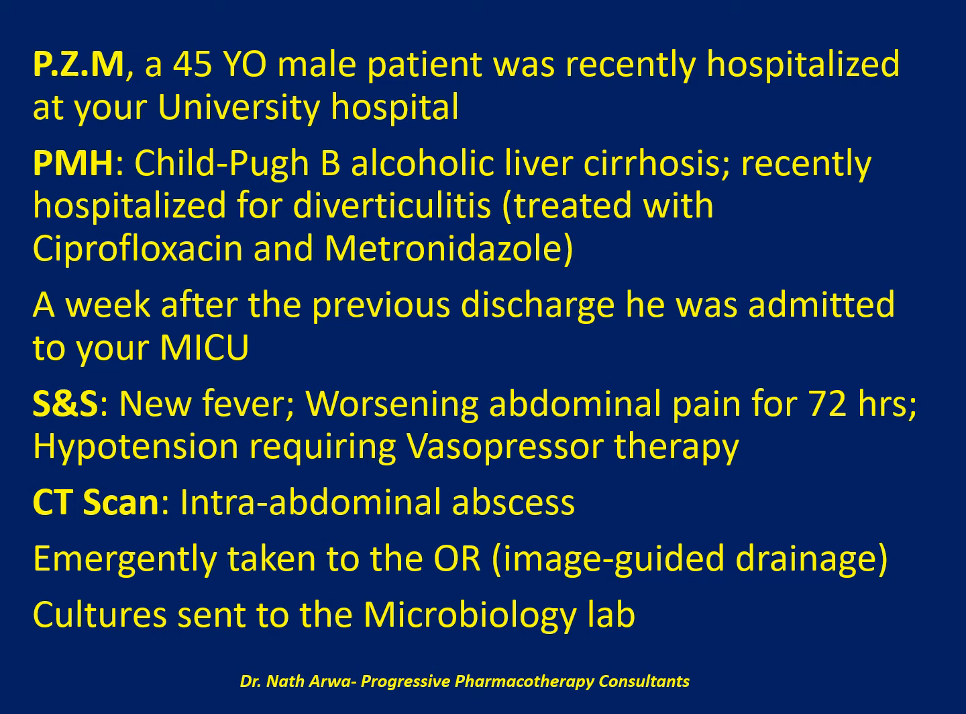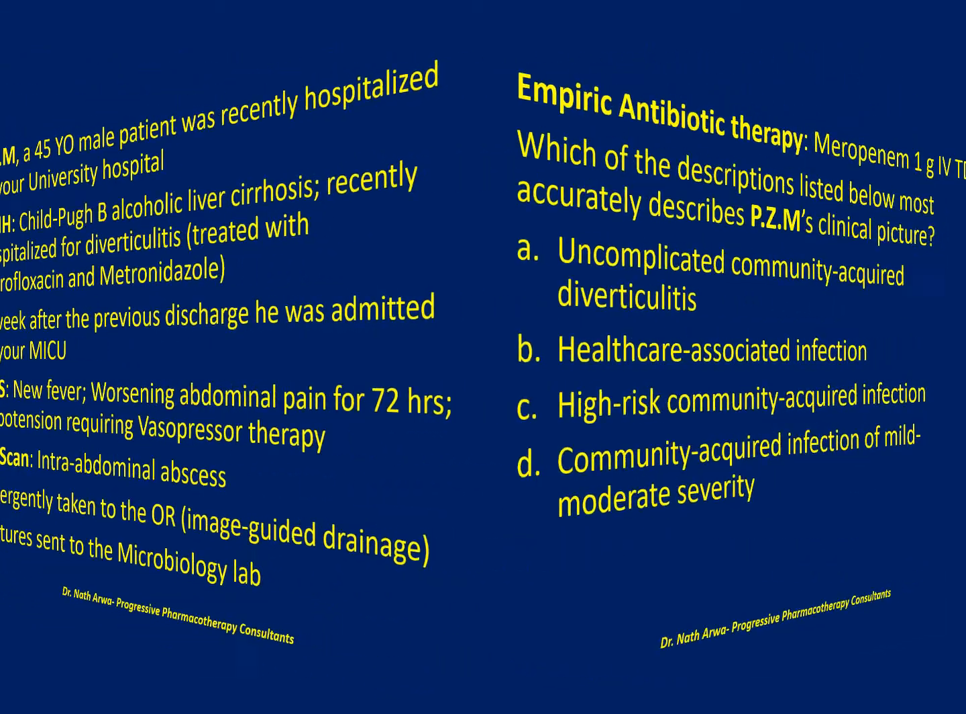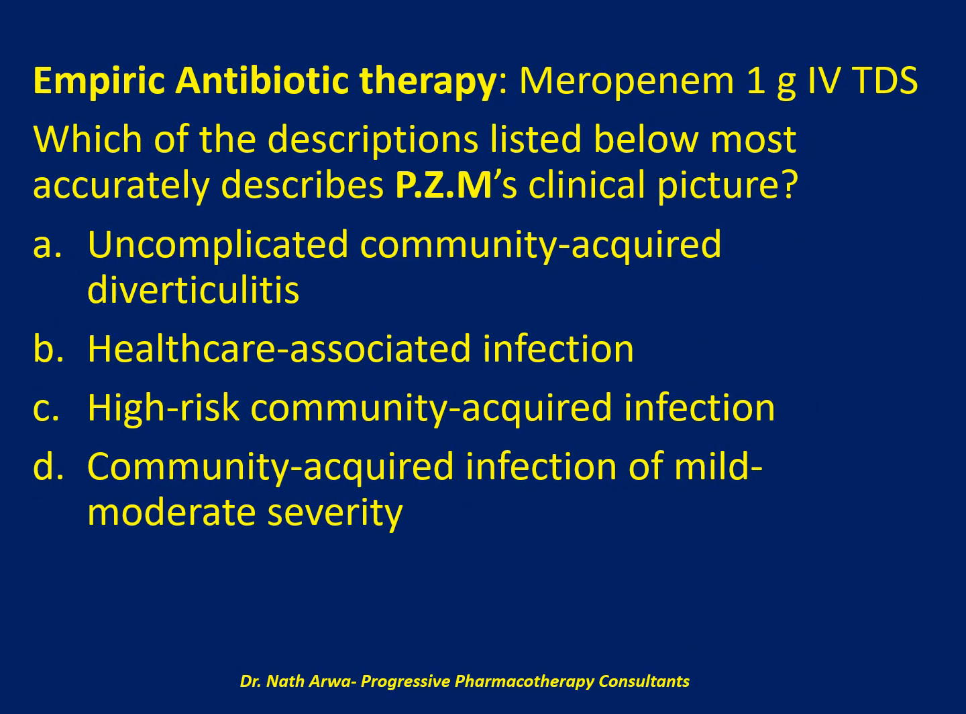He was immediately taken to the operating room where an image-guided drainage was done and a culture was sent to the microbiology lab for further analysis. As empiric therapy, meropenem infused over 3 hours at a dose of 1 gram thrice daily was initiated. So my question to you is, which of the descriptions listed below most accurately describes PZM's clinical picture?